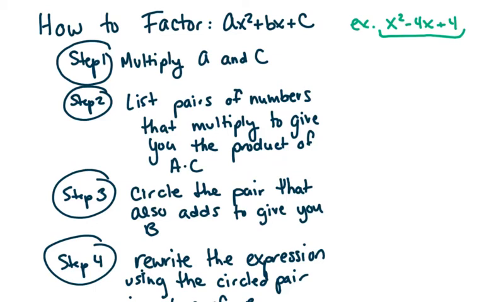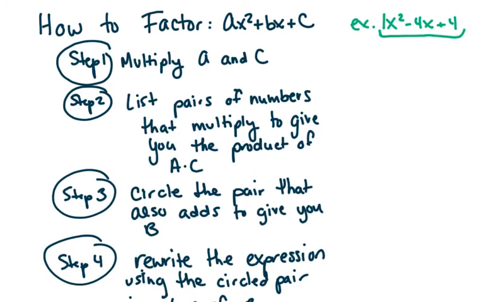And so your first step is going to be to multiply a and c. So you'll notice that we have the form here: ax squared plus bx plus c. A is always the number in front of x squared, b is always the number in front of x, and c is always the constant by itself. Now you'll notice that my x squared doesn't have a number in front of it, so it's automatically a 1. So multiply a and c.